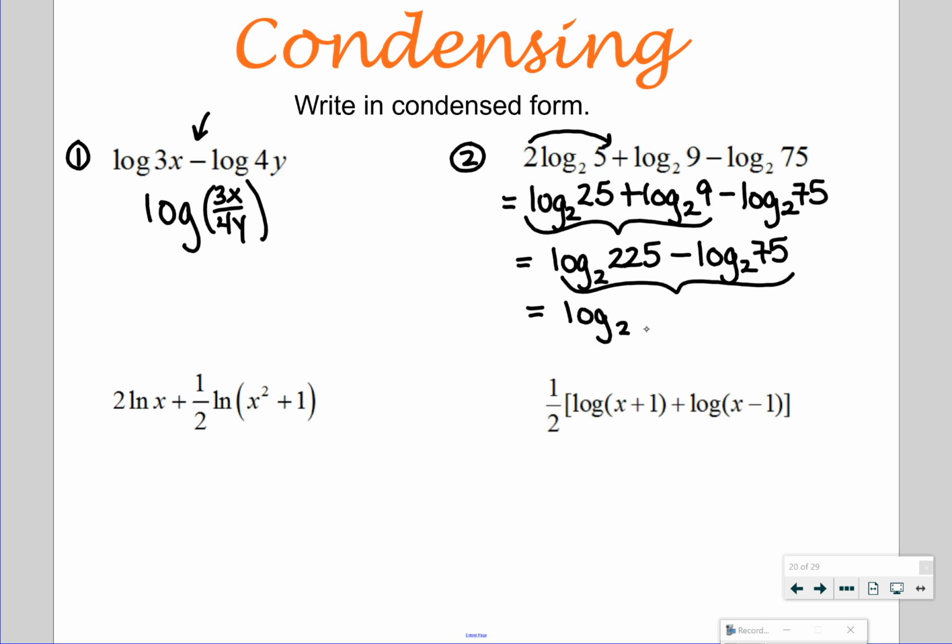Subtraction again changes to division. So if we do 225 divided by 75, you're going to get 3. So log base 2 of 3 is our final answer. Let's look at the third one. Okay, again, first step, if you have any numbers in front, you're going to move them into an exponent.